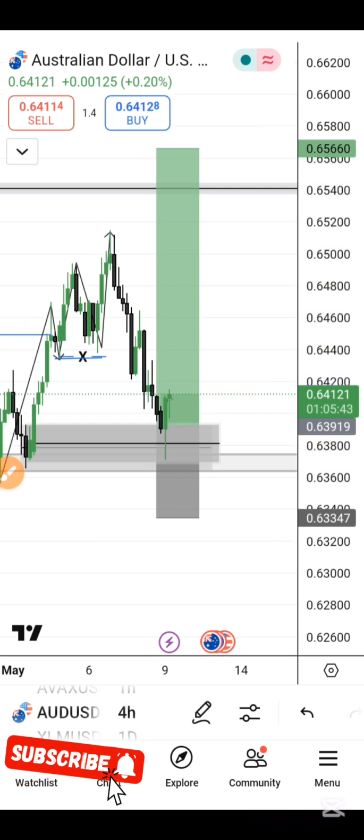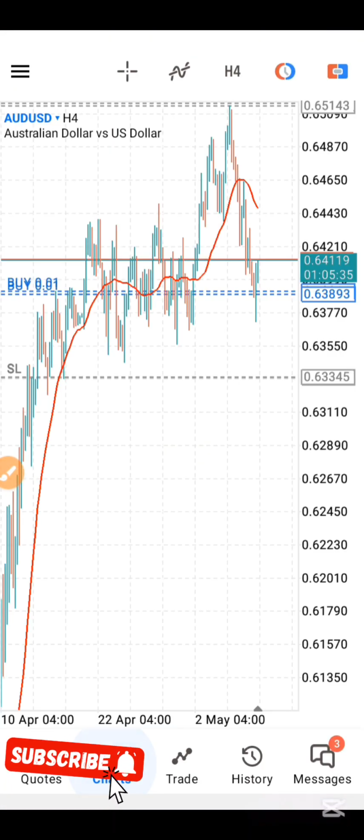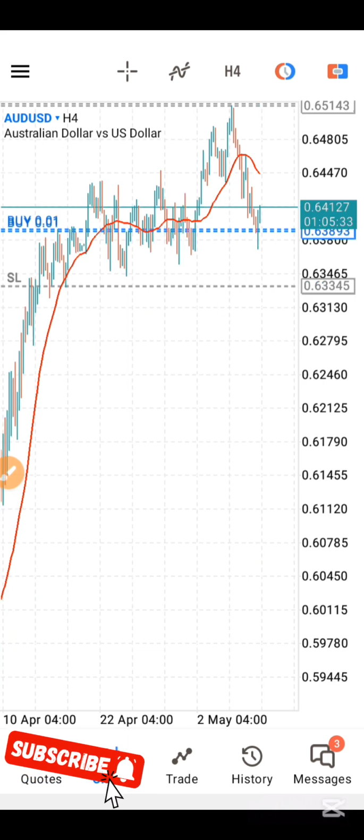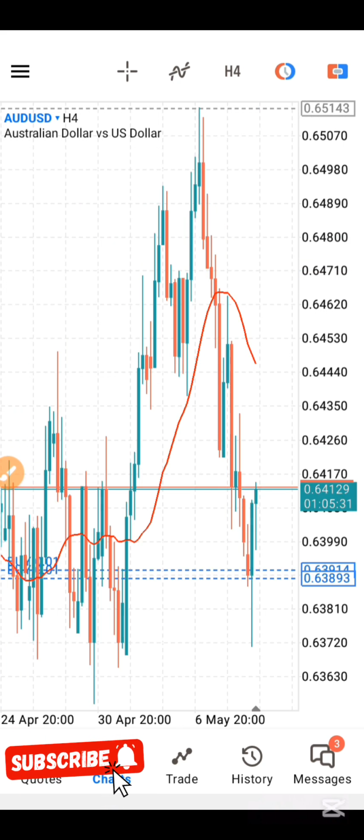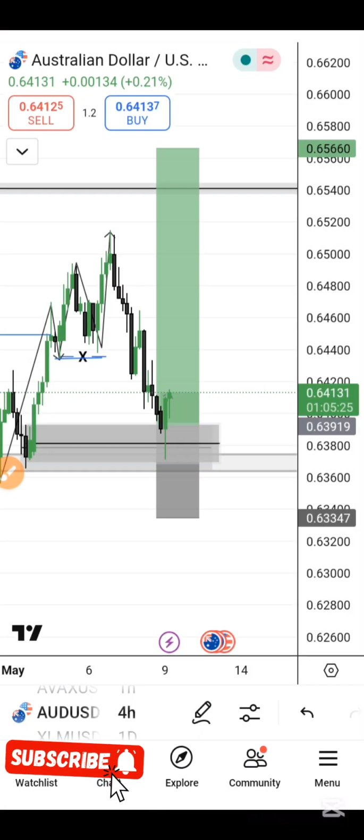So let me show you guys the live trade on MT5. You can see this is the live trade on MT5 right here. So this is the simplest way of trading SMC strategy.